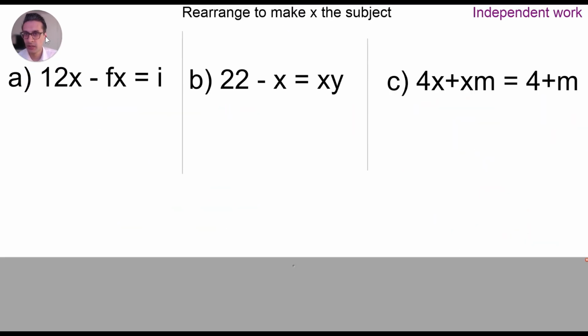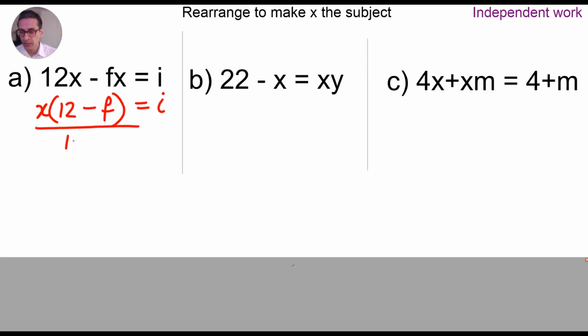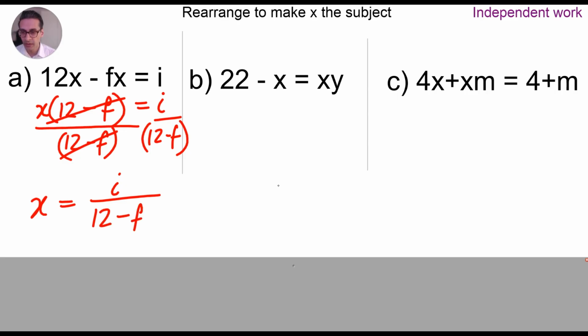So have a go with these questions, which all require some type of factorizing. Remember, you're making x a subject, and then you're isolating, which means the same thing. So pause the video, have a go. Okay, I'm going to go through some answers. So question 1, we are going to take the x out, and that's going to be 12 minus f equals i, and then we're going to divide by 12 minus f, and that's going to be your answer, because these will cancel out with each other. So x equals i over 12 minus f.